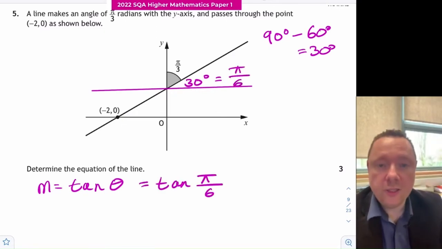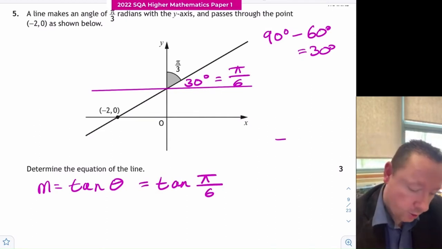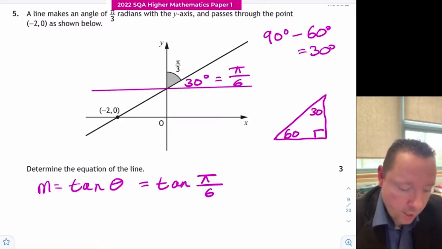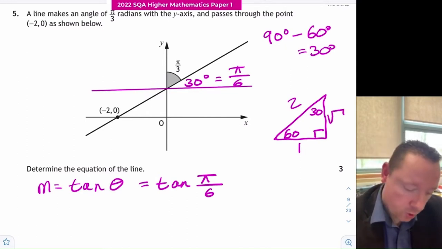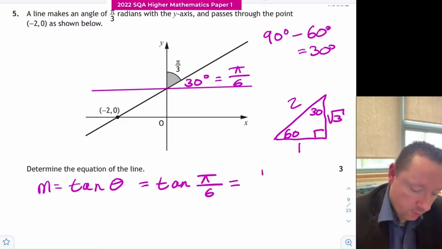So if you're not sure what the tan of pi over 6 is, or the tan of 30, you can use an exact value triangle. So there's the one that I like to know. If we've got 60 down here and that's 30 up here, you think of this as being 2 and that's 1. And then using Pythagoras, 2 squared minus 1 squared is 3. So that's the square root of 3. We can clearly see the tan of 30 is 1 over root 3. So the tan of pi over 6 is 1 over root 3.